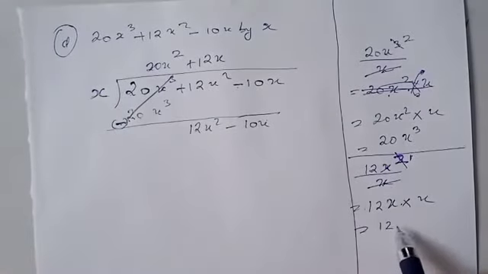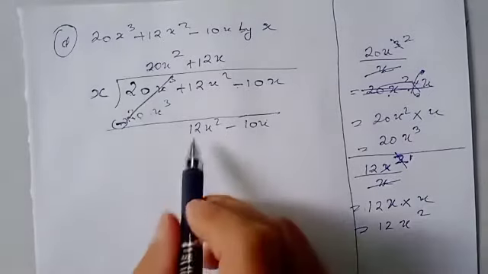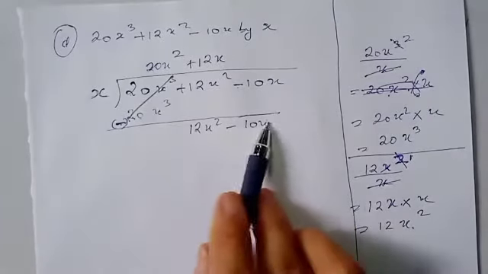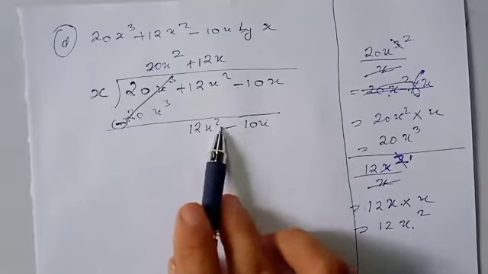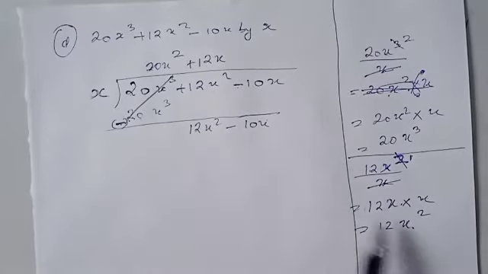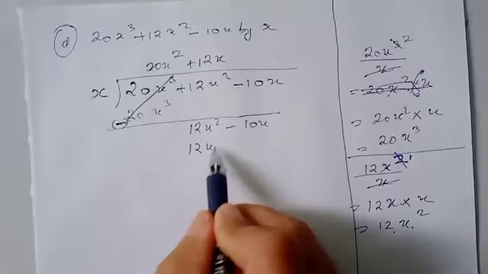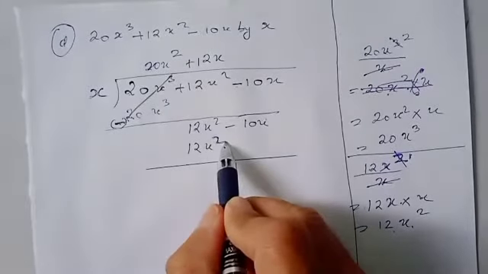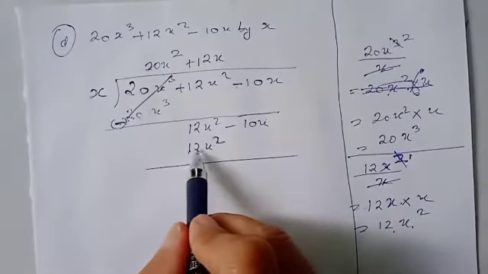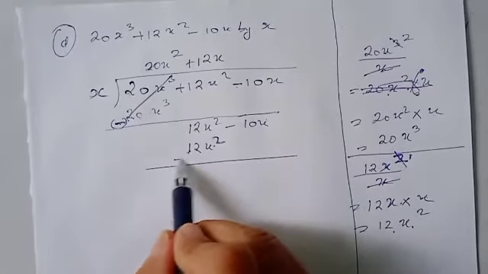Number we have only 12. What about x? x into x is x square. So this 12x square, you write here x square. You find out x square, you have to write in like term. x square is here, so you write 12x square, and then next one you change the sign. 12x square, this is plus, so you change into minus.